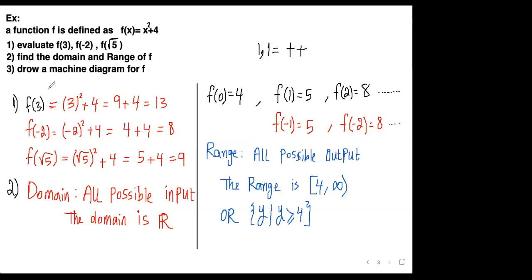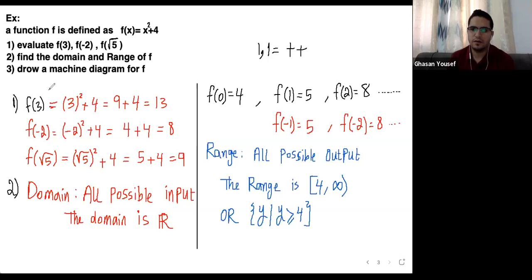When they ask you what is the domain, can you just write, for example, the domain is R, or do you have to write all possible input? Yeah, you can write R as this is the answer for the question. The domain is R. You don't have to write all possible input. All possible input is the definition of the domain, the idea of what domain means. But the answer is the real numbers R. Here the answer is the closed interval from 4 to infinity, or y such that y is greater than or equal to 4.